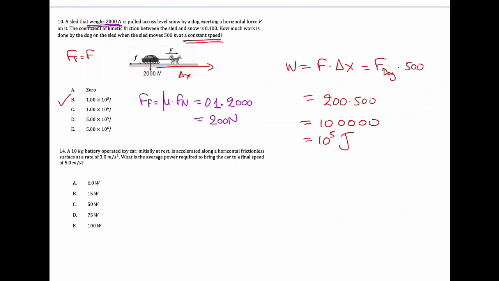And we know that an object is initially at rest. It travels with an acceleration of 3 meters per second squared, and we need to find the average power when it comes to a speed of 5 meters per second. Now, we can say that the average power is equal to the total work done divided by the total time.